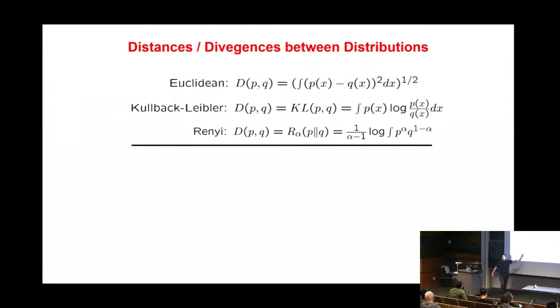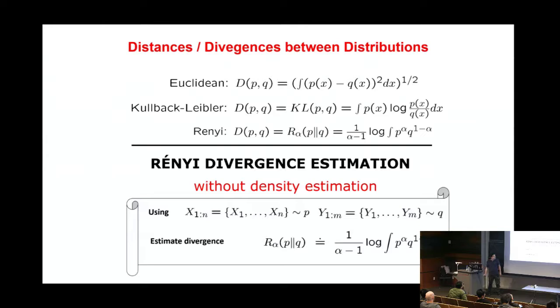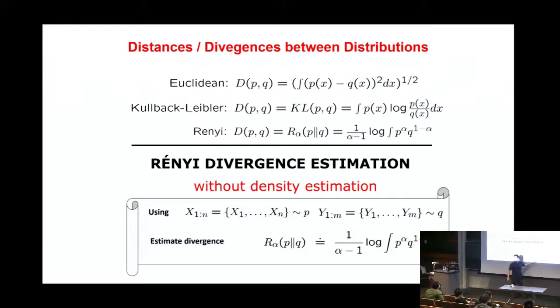Does it make sense? So you have some samples from P, you have some samples from Q, you want to estimate these quantities that you can see here. Okay, so for example, formally the Rényi alpha divergence estimation problem is that we have n sample points from P, m sample points from Q, and I want to estimate this quantity here.